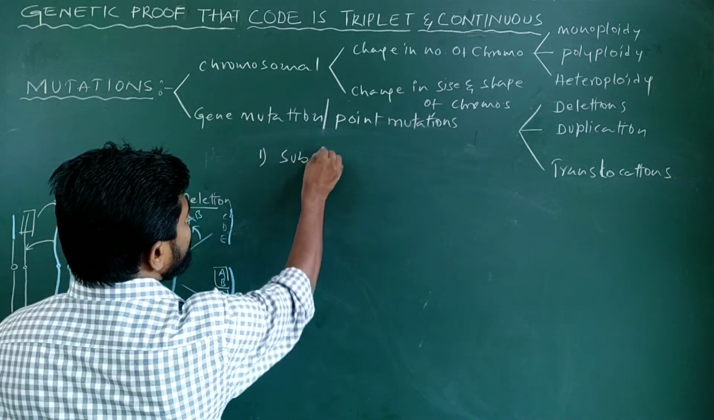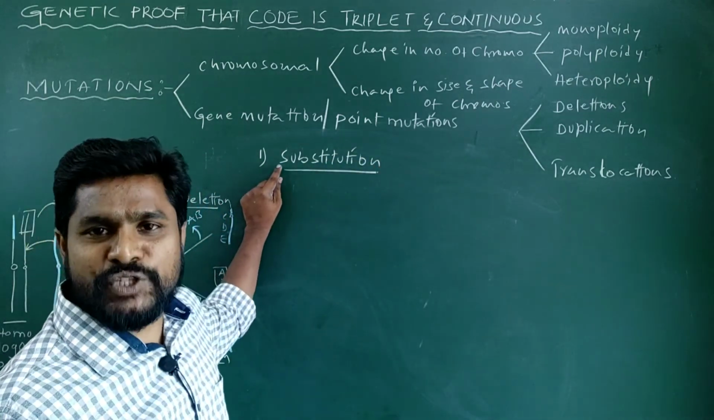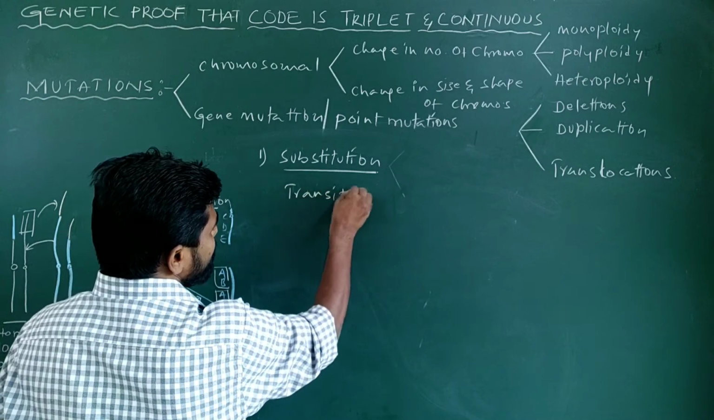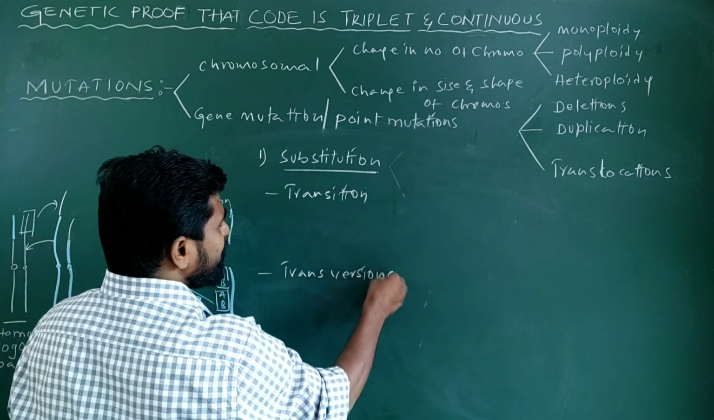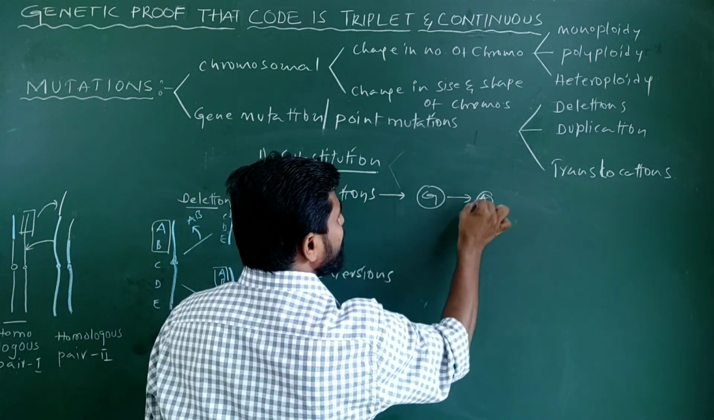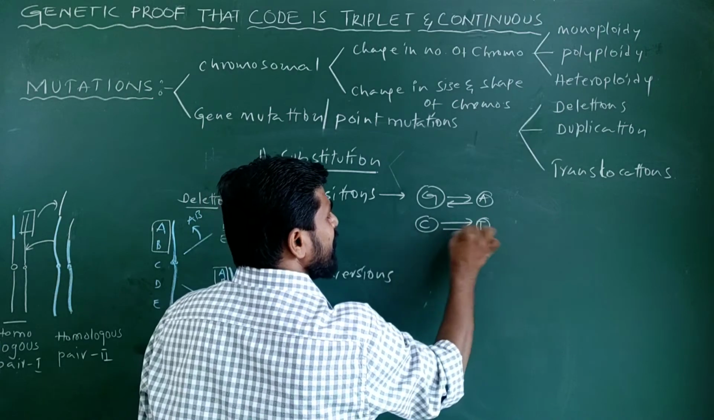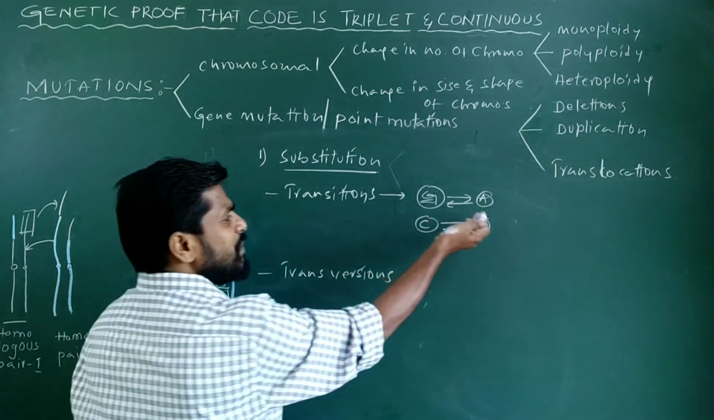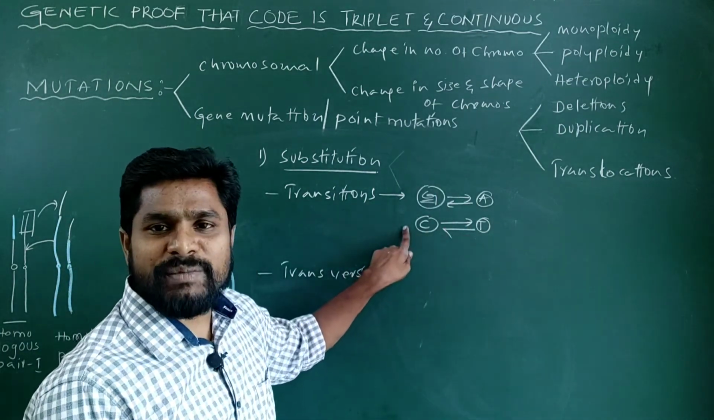Those are substitutions and frame shift mutations. First let us start with substitution mutations, which can be again divided into two types. One is transitions and another one is transversions. First let us start with the transitions, where there is substitution of a purine by another purine and vice versa. Likewise, substitution of a pyrimidine by another pyrimidine and vice versa. Here the guanine may be substituted by adenine, adenine may be substituted by guanine, cytosine may be substituted by thymine, and thymine may be substituted by cytosine.